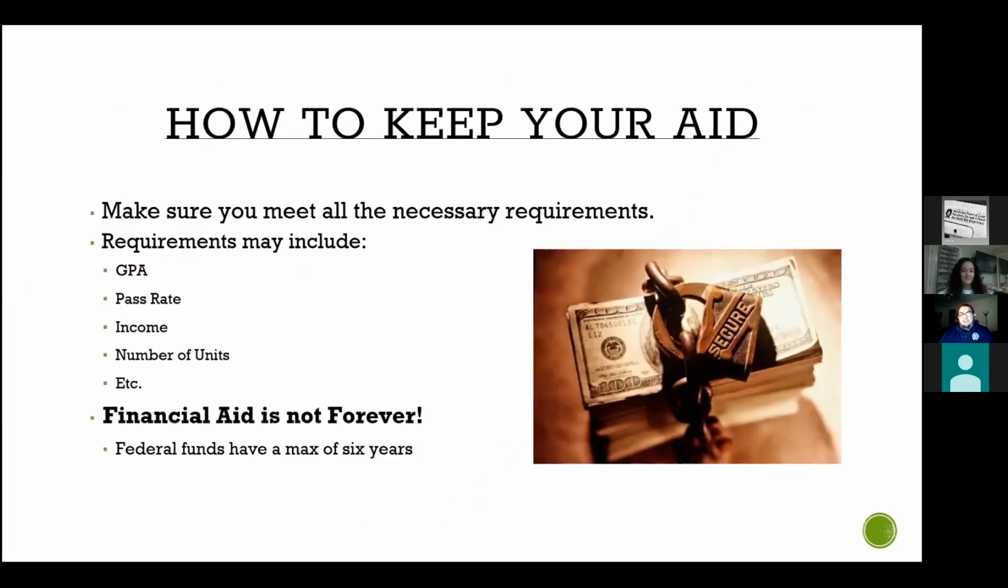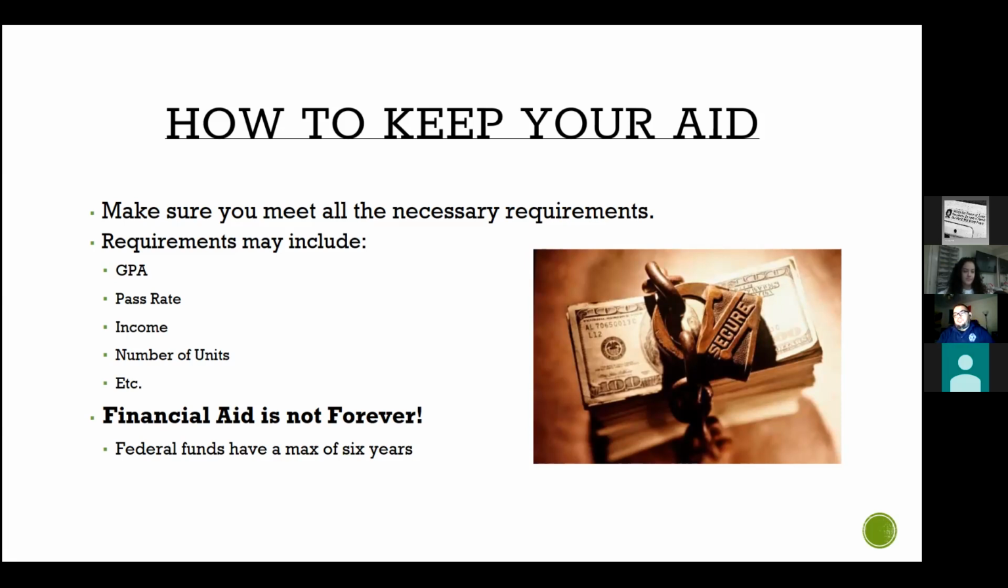How to keep your aid. Obviously, maintain your GPA, get your grades, have a passing rate. I was gonna say, don't have your parents earn more money than they normally do, but obviously that's something that we can't control. In the end, income might affect your aid. So if your parents for some reason win the lottery, get a better job, start getting more income, obviously that might affect your financial aid a little bit.